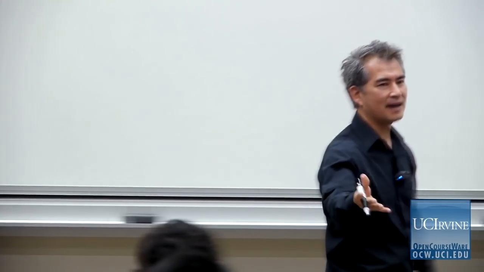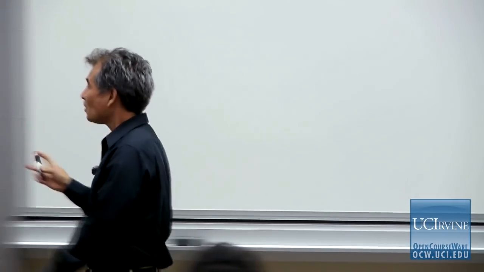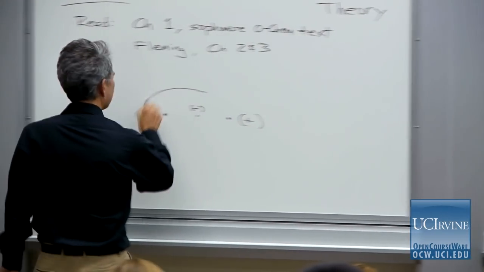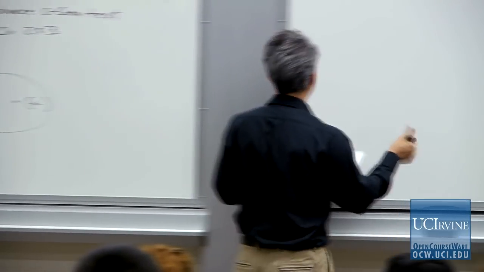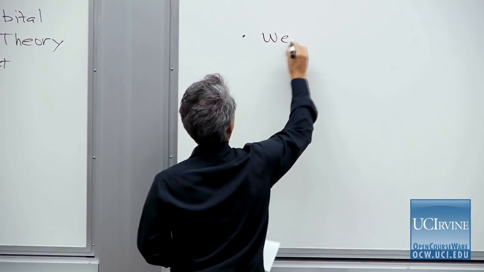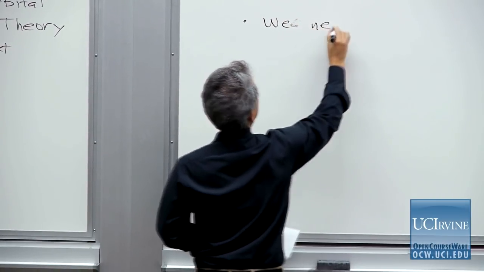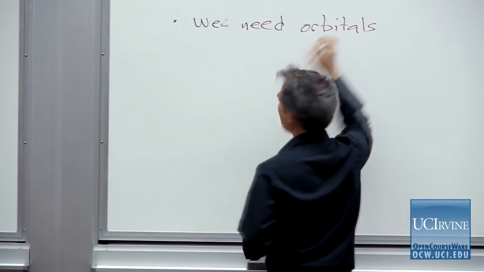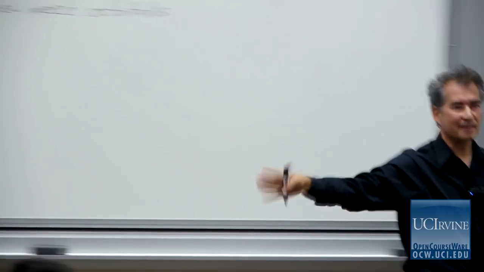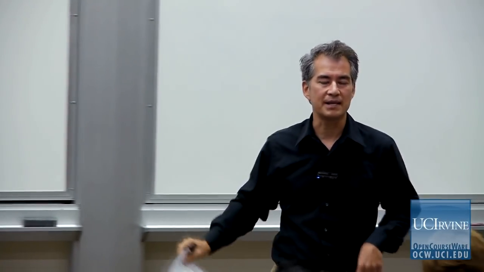You can't specify the location of an electron. You have to put that electron all over the place. And that's what results in bonding. So we have 2 simple outcomes to that. One is we need orbitals. We need some sort of mathematical description of the probability of finding an electron smeared all over the place around those 2 hydrogen atom nuclei.